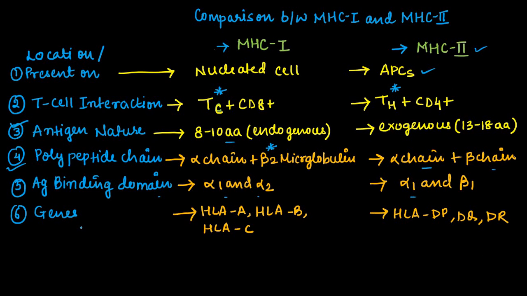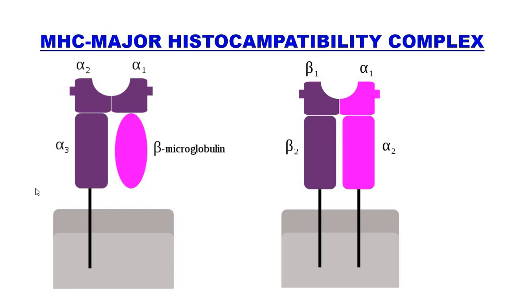The genes which are responsible for MHC class 1 are HLA-A, HLA-B and HLA-C. In case of class 2, the genes are HLA-DP, HLA-DQ and HLA-DR. Okay, this is a picture of class 1 MHC molecule. This is a class 1 and this is a class 2.